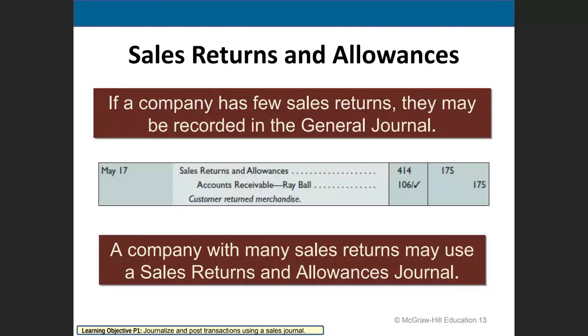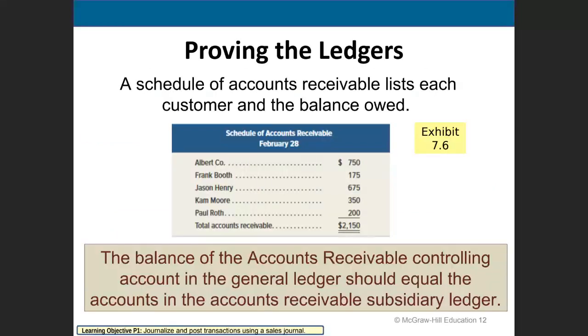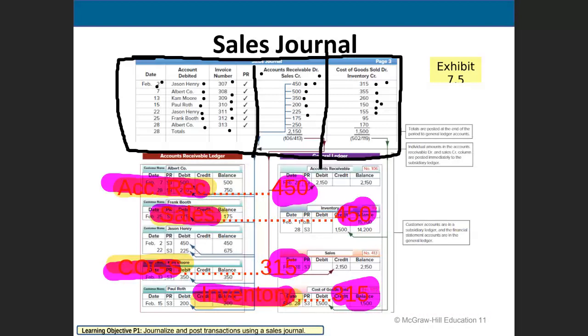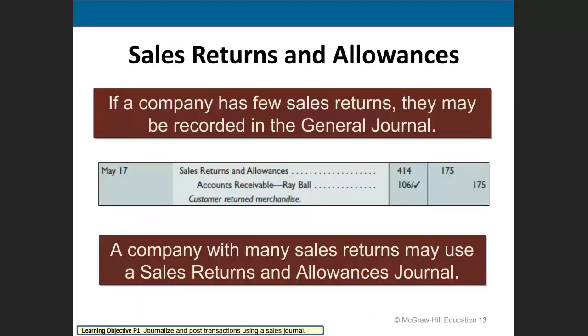Before that, here we have sales returns and allowance. It says if a company has few sales returns, they may be recorded in the general journal. But if a company has many sales returns, they may create a sales return and allowance journal. Okay, so something similar to the sales table here. You might prepare a special journal, and you start recording in this special journal.